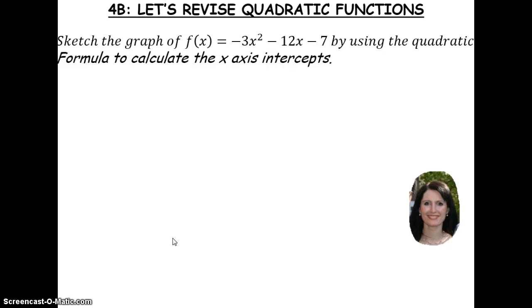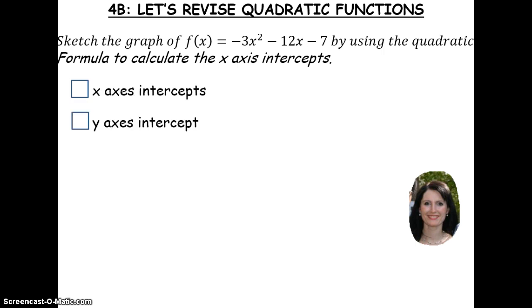Today we're doing exercise 4B from your essential textbook, and it's a bit of a revision of quadratic functions, in particular how to sketch them using different methods. So the first thing we want to be able to do is to use the quadratic formula to find x-axis intercepts. Here we're asked to sketch the graph of f of x, which is negative 3x squared minus 12x minus 7, by using the quadratic formula to sketch the x-axis intercepts.